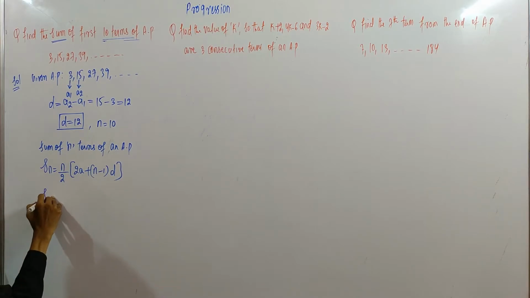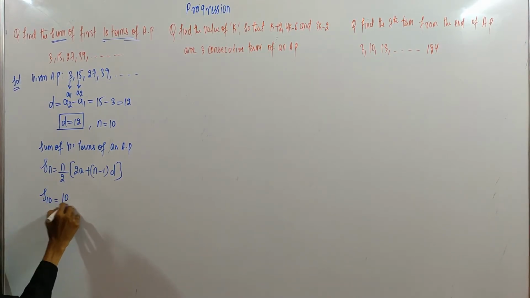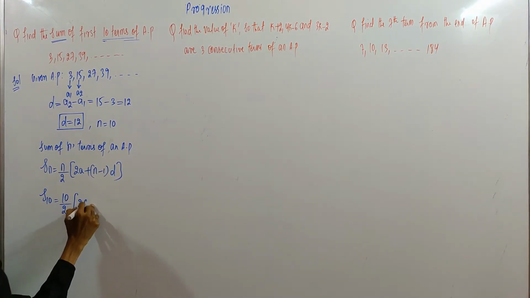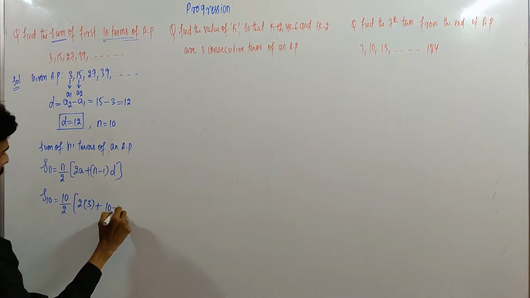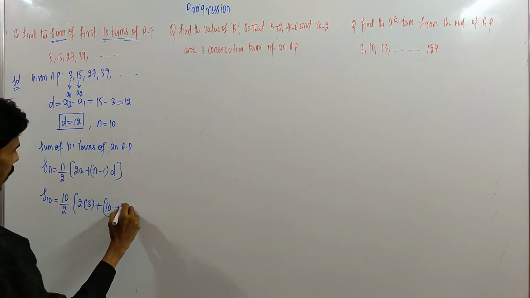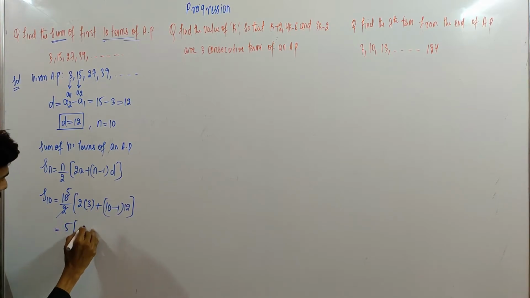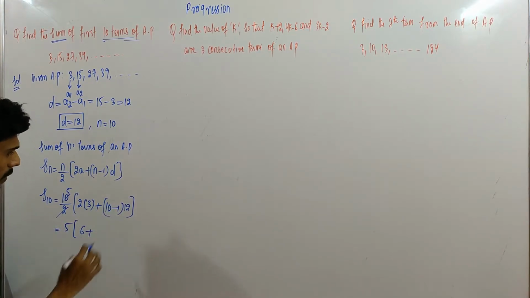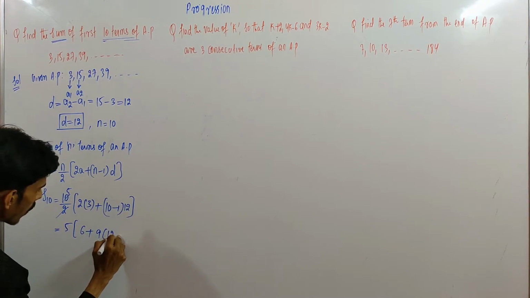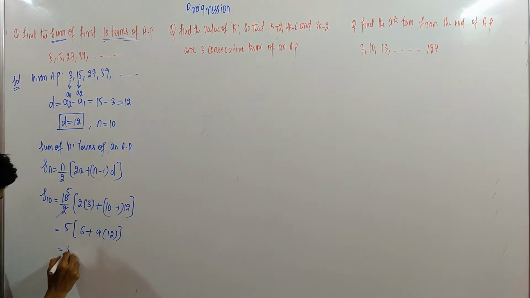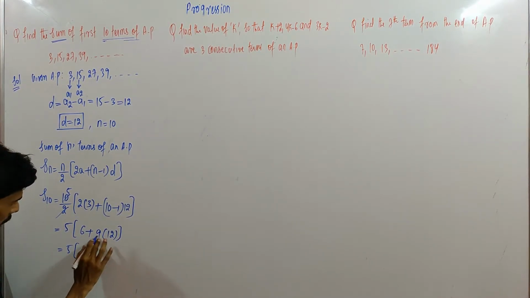Here n value is 10. So S10 is equal to 10 divided by 2 into 2 times a value, a value we have 3, plus n value 10 minus 1 into the difference 12. So 5 into 2 into 3 we have 6, 10 minus 1 is 9, so 9 into 12.